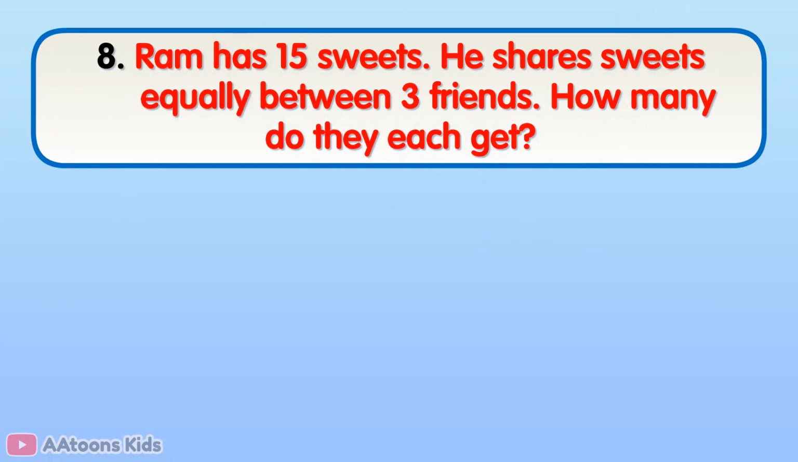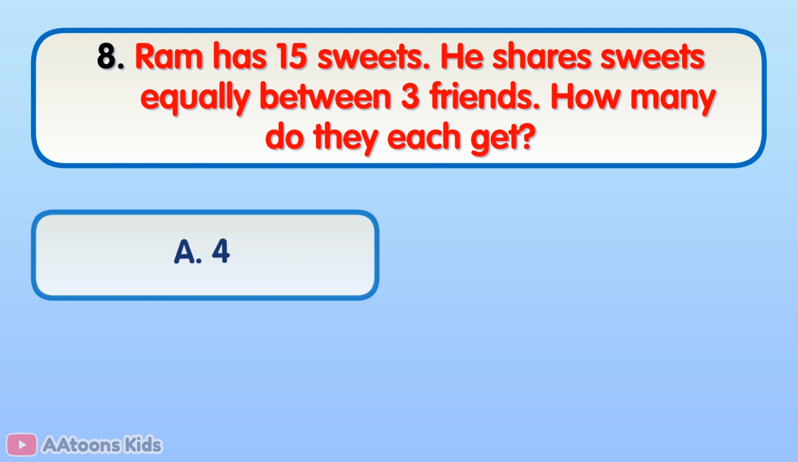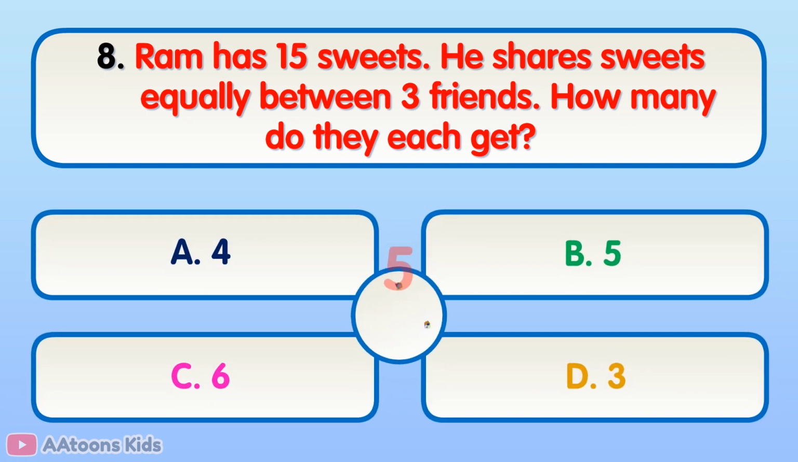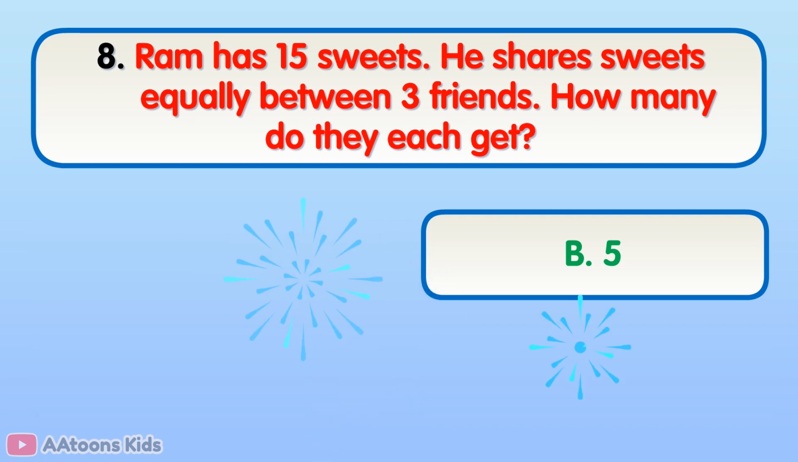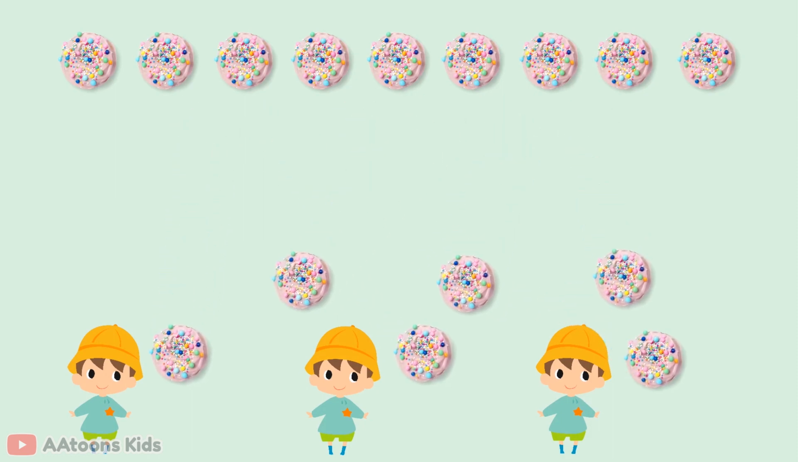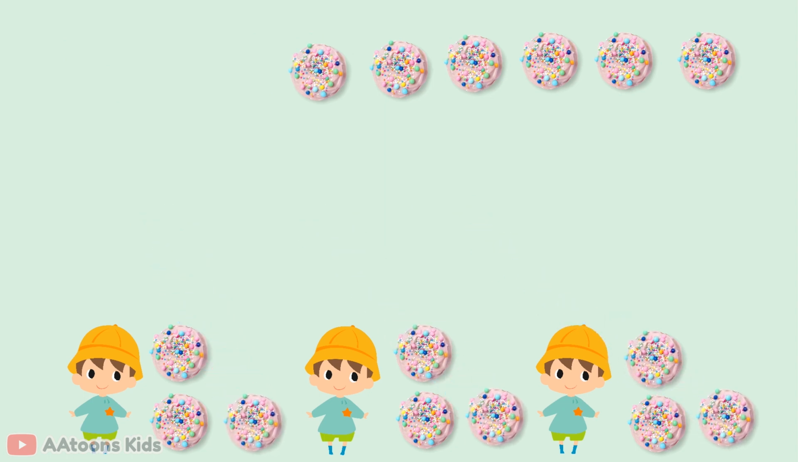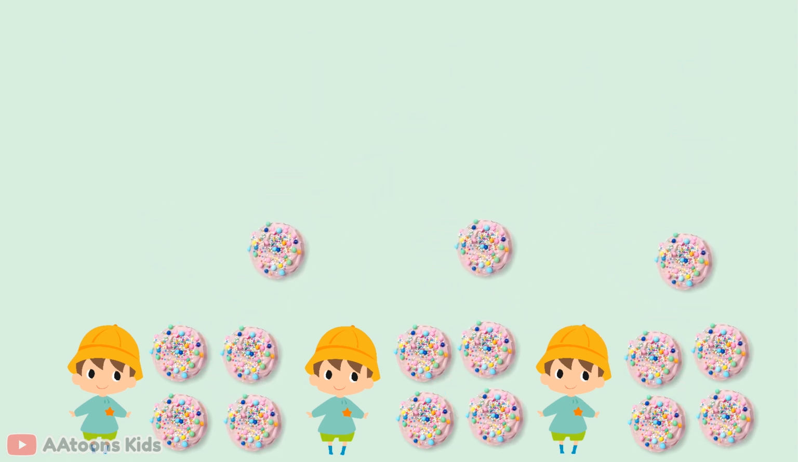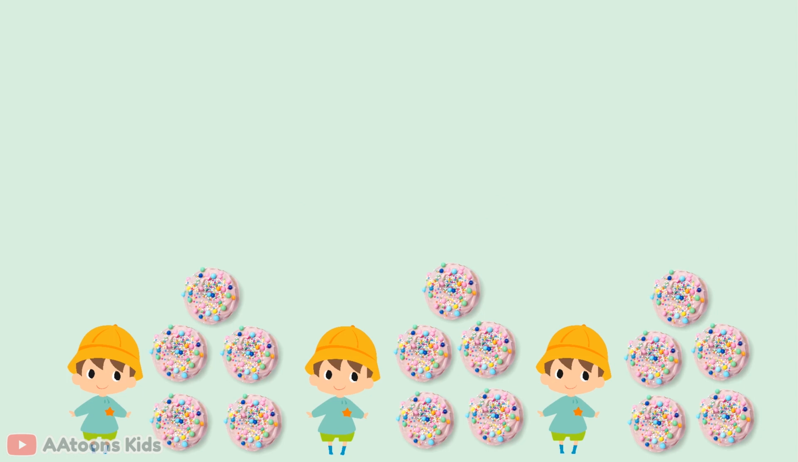Ram has 15 sweets. He shares sweets equally between 3 friends. How many do they each get? Five. Sharing means dividing. Divide the 15 sweets between 3 friends. Each friend gets 1, 2, 3, 4, 5 sweets. You have to divide 15 by 3. You will get 5.